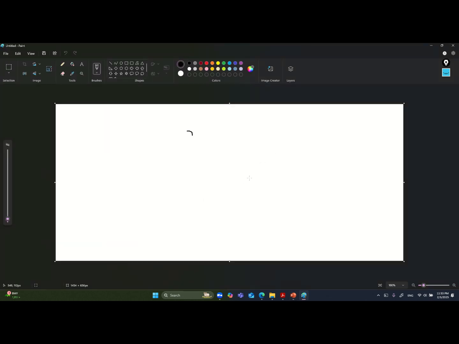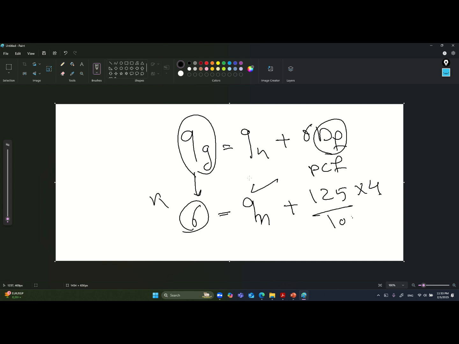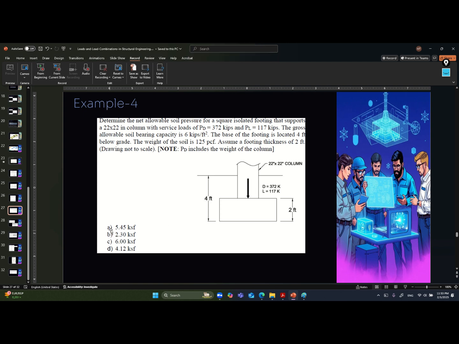We all know that Q gross is equal to Q net plus gamma multiplied by Df. The Q gross he is giving to me is 6. Q net is what he wants, plus gamma of the soil, which is 120 pounds per cubic foot, multiplied by the depth, which is 4 feet. This one is in kips, so we need to divide it by 1000, so the Q net will be 5.5, and the answer here is 5.45. So the answer is this one.